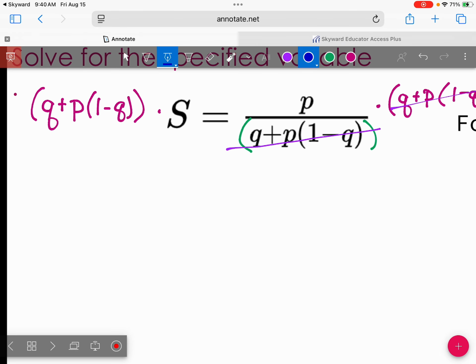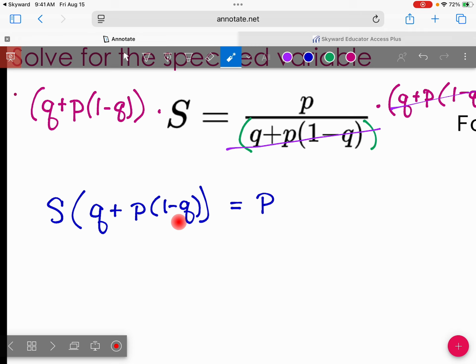Because what we have here right after we multiply is we get our s times q plus p times 1 minus q. So we get these too many parentheses here equals p. And that left side's a mess. Let's do all of our multiplying out to make this not have any parentheses. That's going to be our first thing we need to do.